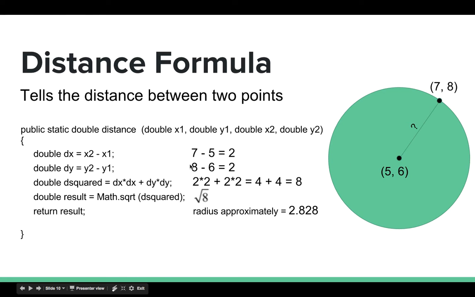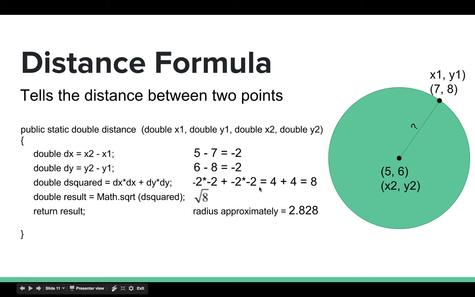So if I did it this way, I said 7, which is the second one, minus the center of the circle, gives you 2, and then I do 8 minus the 6 of the center of the circle, which gives you 2. Then 2 times 2 is 4, 2 times 2 is 4, I get 8, I do the square root of 8, and I get a radius of approximately 2.828.